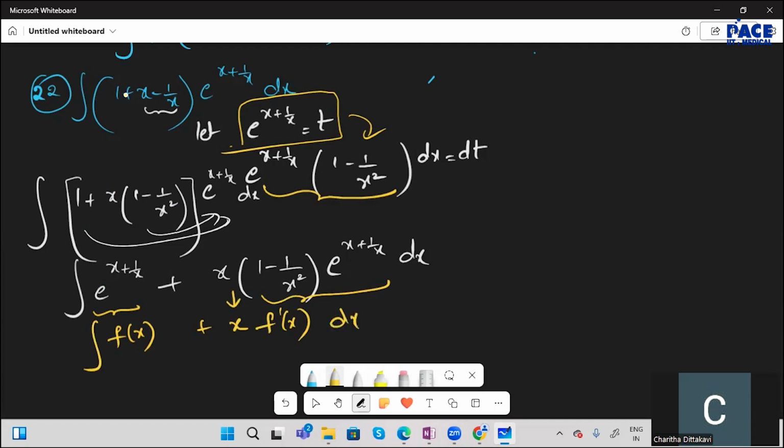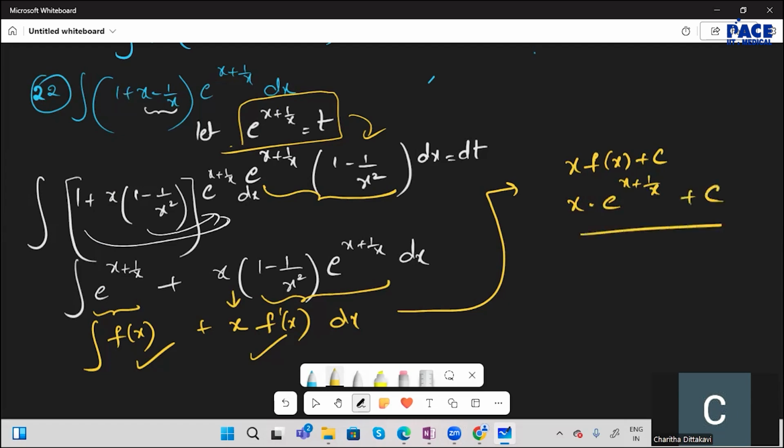Now tell me, what is the integration of f(x) + x f'(x) dx according to the formula which we have just now learned? It is nothing but x times f(x) + c. So x times, what is f(x)? f(x) is e^(x + 1/x), plus c. That's it. That's your answer there.